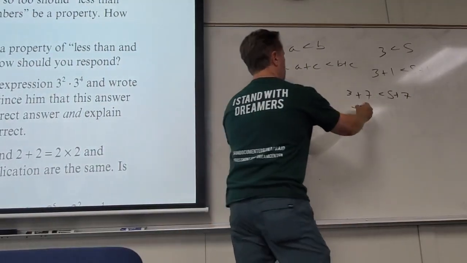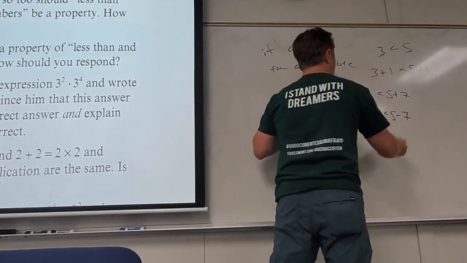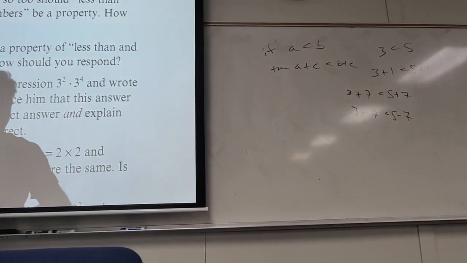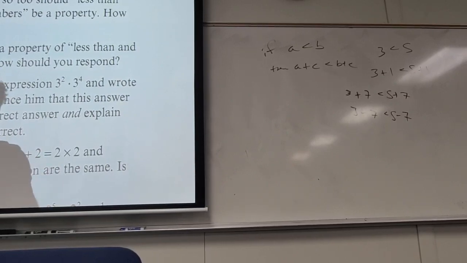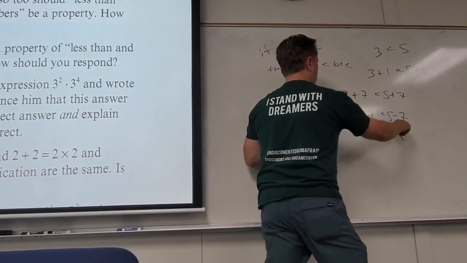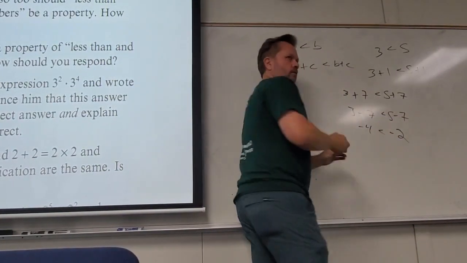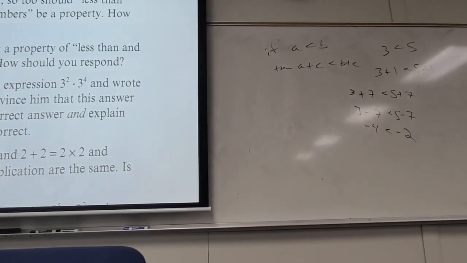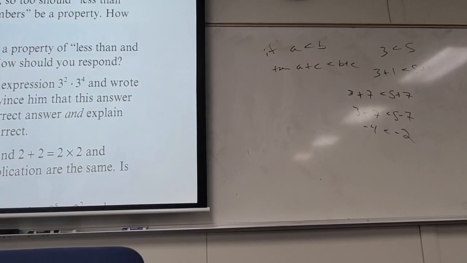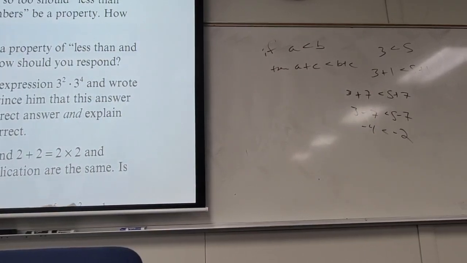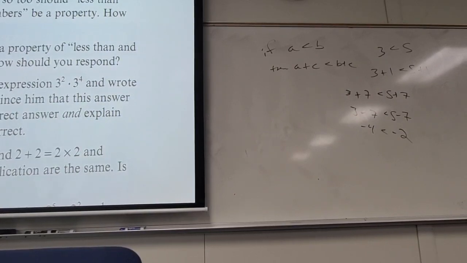How about 3 minus 7? Is that a true statement? Think about it. What is 3 minus 7? And what's 5 minus 7? What I always tell students, if you have any trouble with negatives, think about money. Which would you rather be, $4 in debt or $2 in debt? $2 in debt. So that's the bigger thing. So that's a true statement, right? -4 is less than -2. You're more in the hole, correct? So that is a true statement.